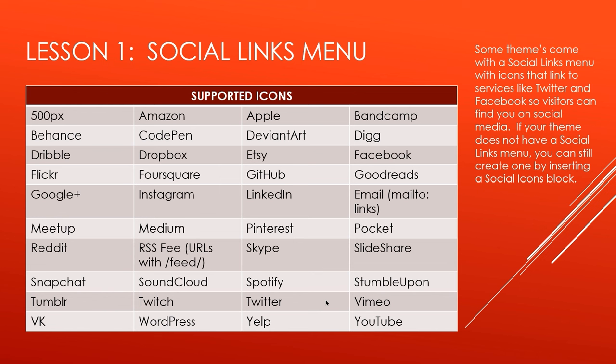Some themes come with a social links menu with icons that link to services like Twitter and Facebook so visitors can find you on social media. If your theme does not have a social links menu, you can still create one by inserting a social icons block, which you'll learn how to do during this module. So I have on this slide the supported icons for those themes that do include a social links menu.